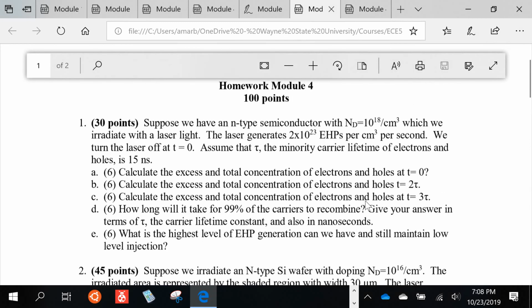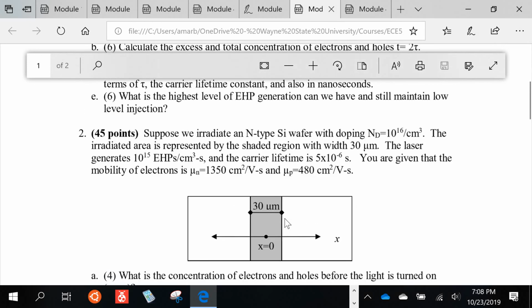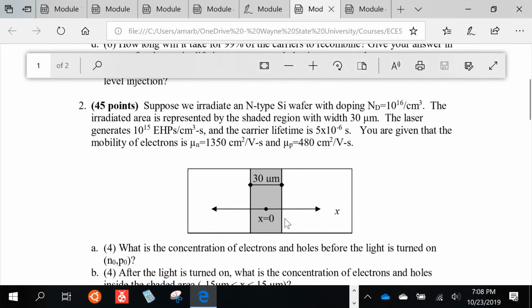Conceptually, the difference between problem 1 and problem 2 is that problem 1 was an example of a temporal change in excess carrier concentration. The excess carrier concentration is a function of time. In problem 2, the excess carrier concentration is a function of x, the location. That's the difference between the two problems.